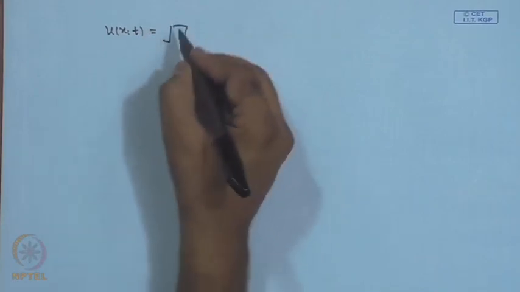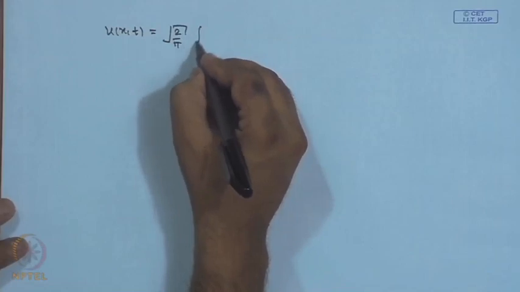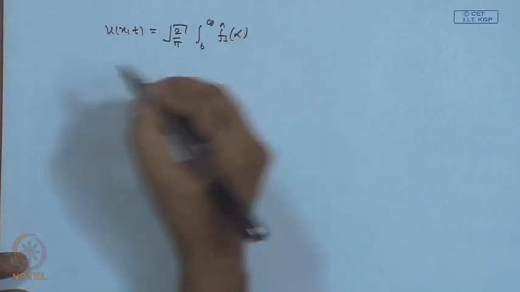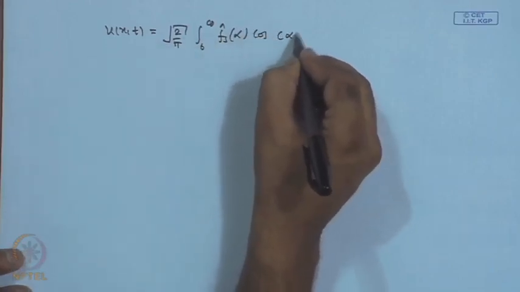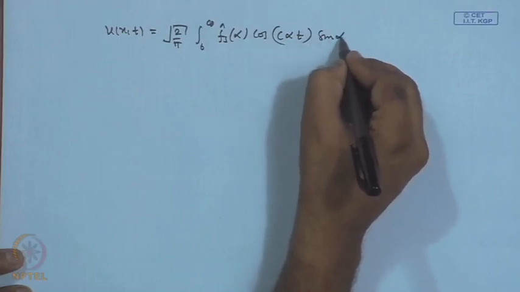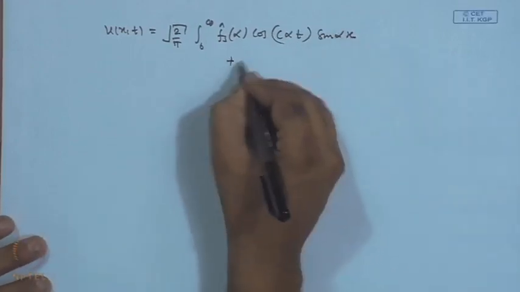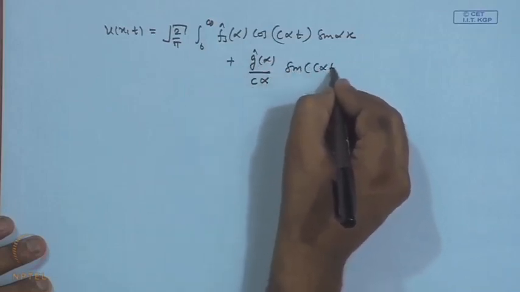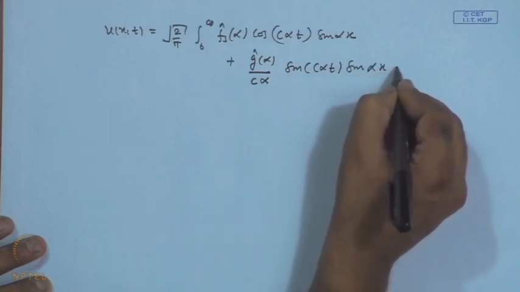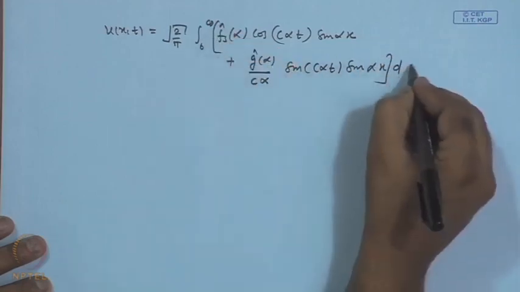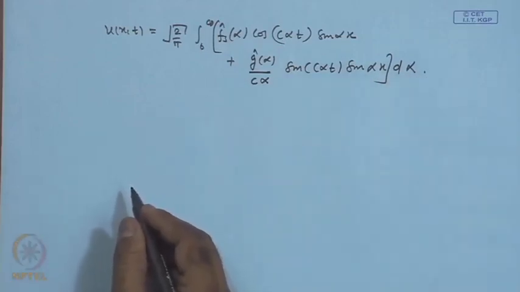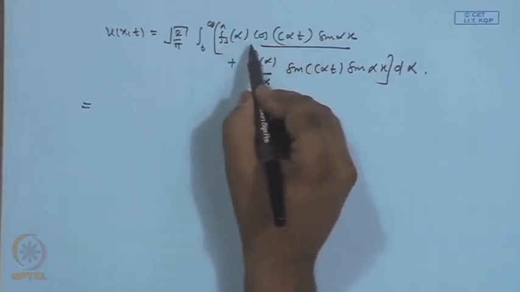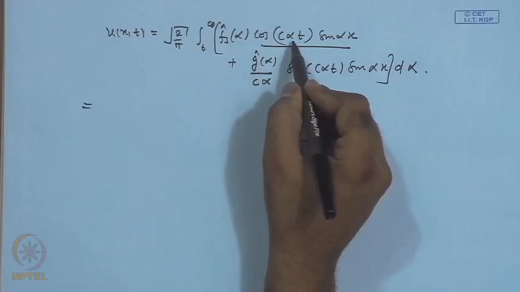as square root of 2 over pi, integral from 0 to infinity, we have f_s hat(alpha) cos(c alpha t) sin(alpha x) in one term, plus we have g hat(alpha) over c alpha, and sin(c alpha t) and sin(alpha x), then d alpha. Okay, so now we expand this because of the product form of sin alpha and cos beta.